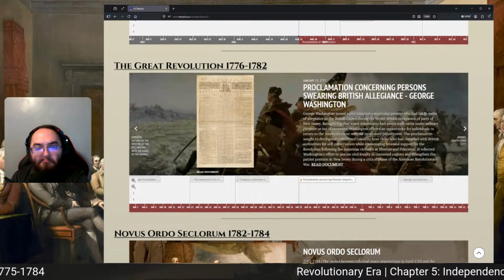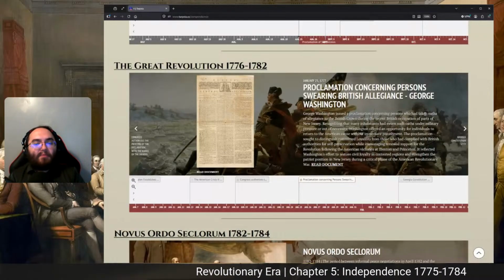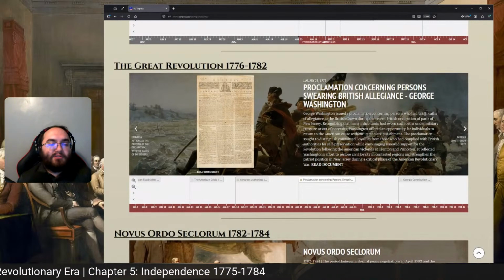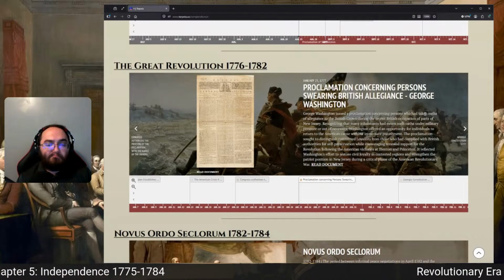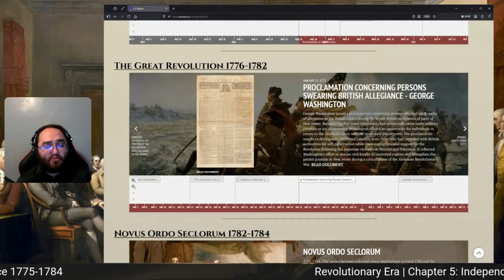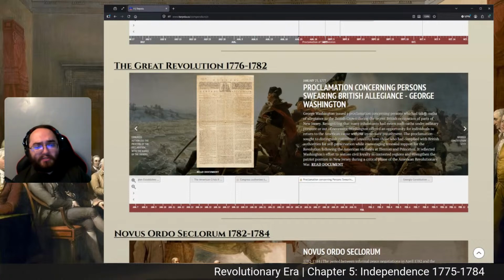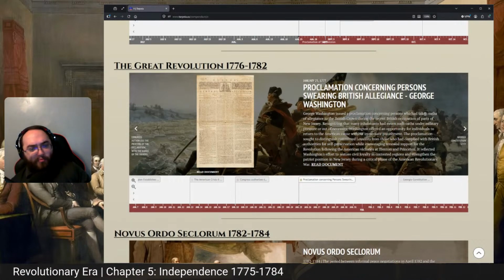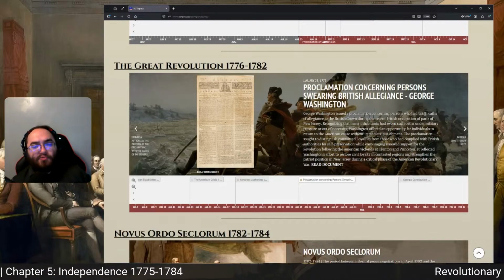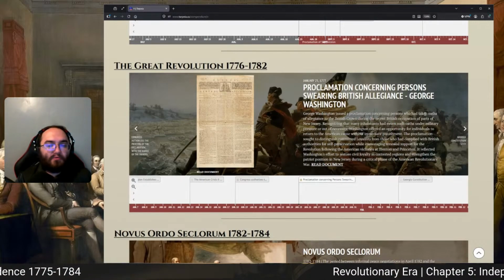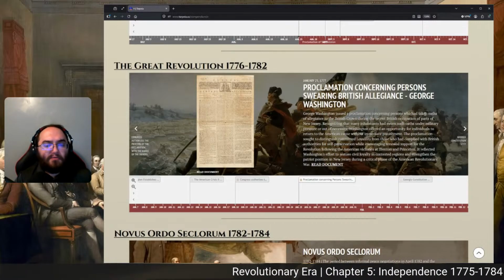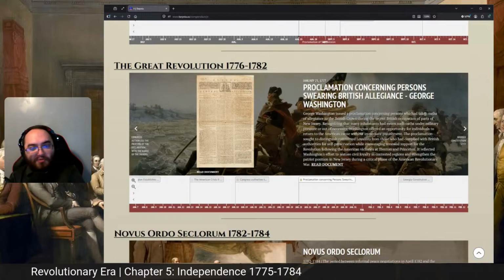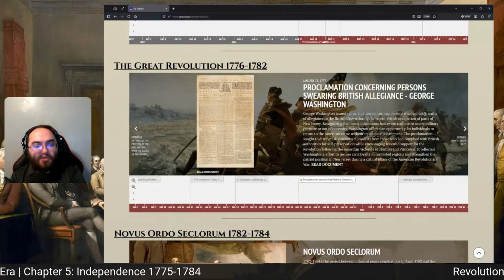And then George Washington will make a proclamation about the people who are swearing allegiance to Great Britain, mostly being forced to by General Howe. And so Washington is saying, hey, I know you guys were forced to swear allegiance to Great Britain, but I'm giving you this opportunity to switch sides now. And so this will help bolster the patriotic side by convincing many colonists who were forced to be loyal to the British to switch sides.